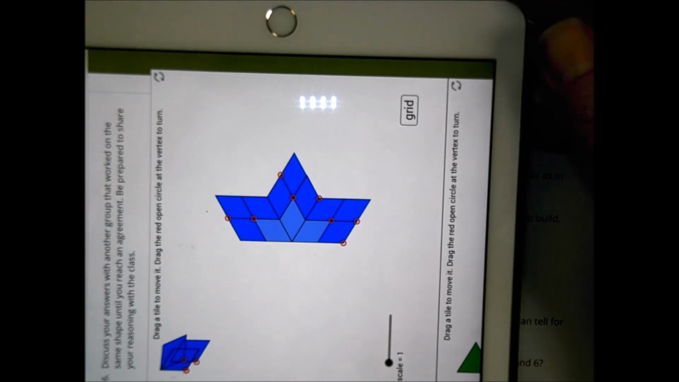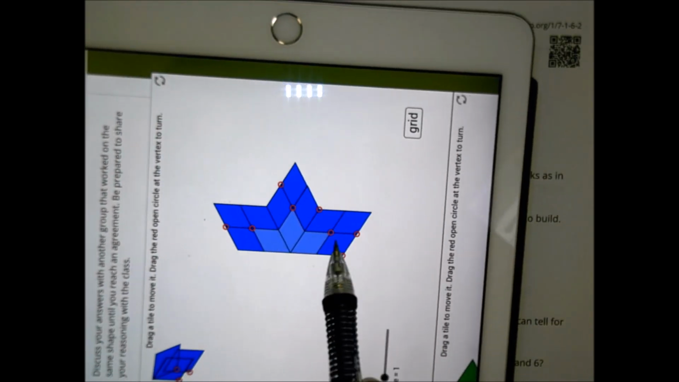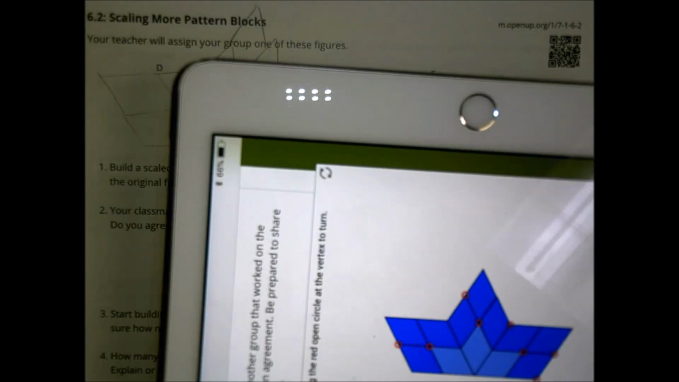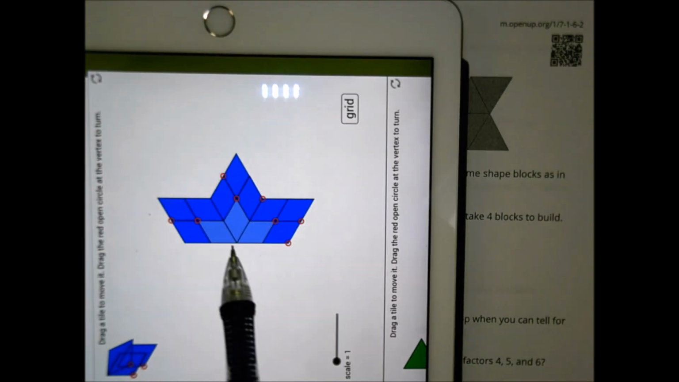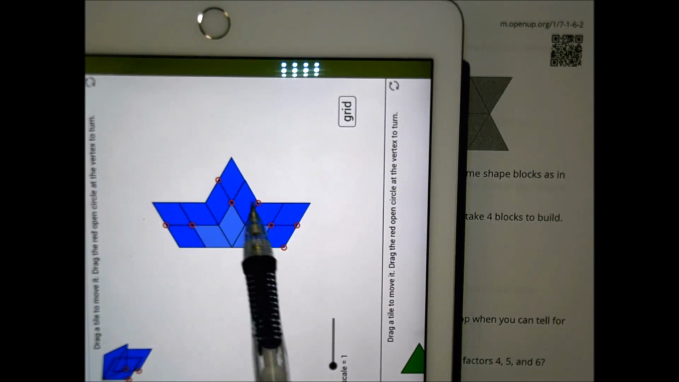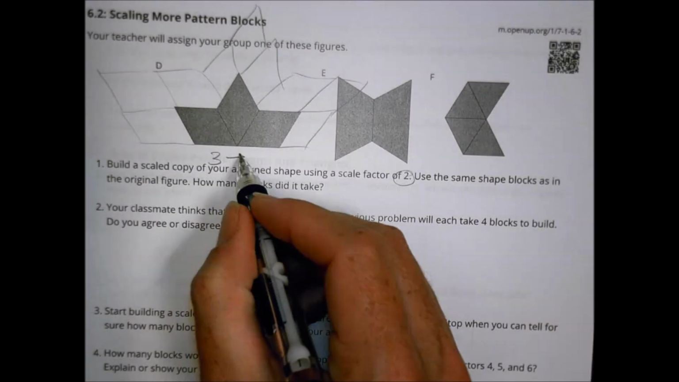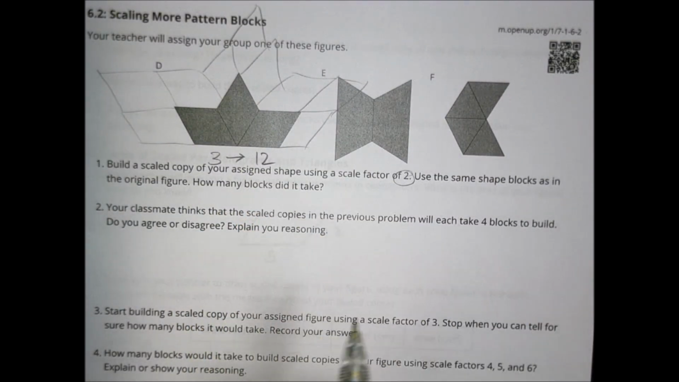So the idea is that we took our initial one and we had to extend it to go up 2 to make that spread out a little bit more. But we went from having 3 on the inside to 1, 2, 3, 4, 5, 6, 7, 8, 9, 10, 11, 12. We went from having 3 to having 12 in terms of our area.